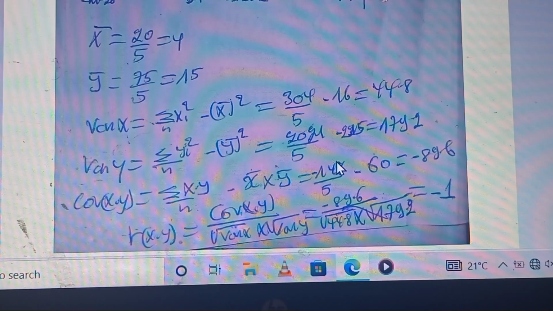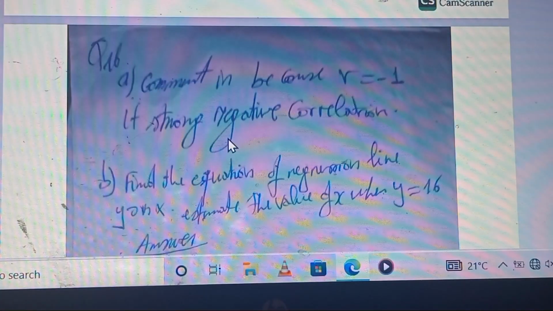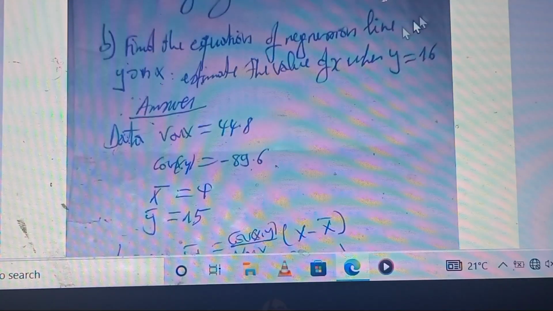Then when you want to find the correlation coefficient, you take the covariance of xy over the square root of variance of x times the square root of variance of y. When you substitute, you will get -1. According to the comment, when you get -1, it means that you have strong negative correlation. Yes. Question B asks you to find the regression line of y on x, then estimate the value of x when y is equal to 16.